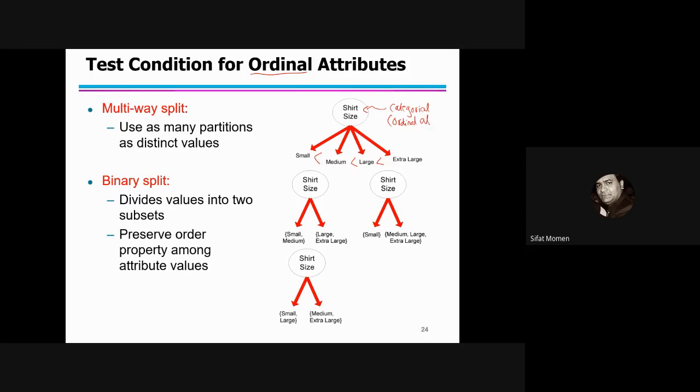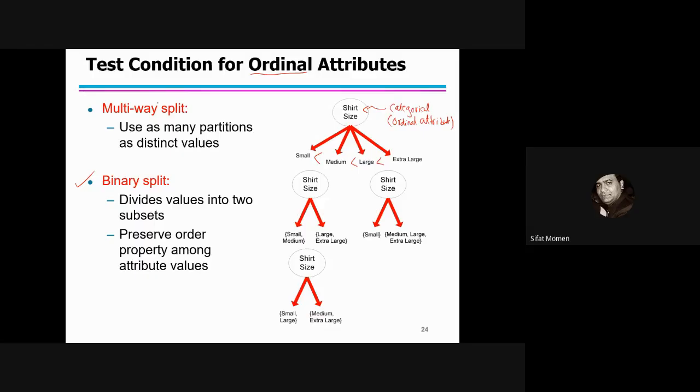Okay. Now, because it is an ordinal attribute, we can divide the shirt size many ways. We can do a multiple split. So we have 4 different values. Or if you want to do a binary split, a binary split gives two groups, which means you have to group them. So maybe you can group small and medium here, large and extra large here, or small here, medium, large, extra large here. Is that okay, Nakina?